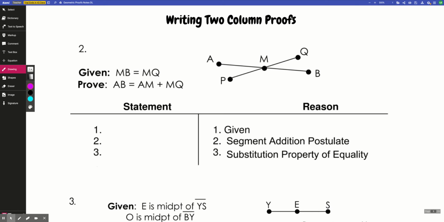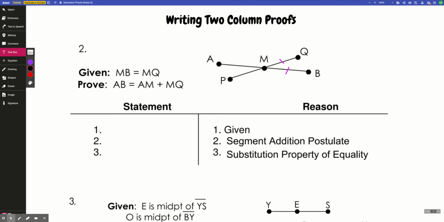All right, so for problem number 2, they said MB is equal to MQ. So I'm going to mark those with a little congruence sign. And we want to prove that AB, which is this whole thing, is AM plus MQ. Well, we already know that AM plus MB has to equal AB because that's the segment addition postulate. That's the part plus part equals whole thing. And then we're going to do a little bit of substitution here.